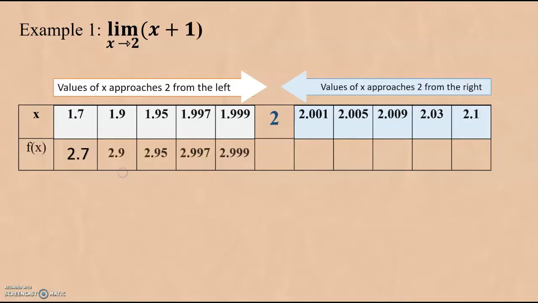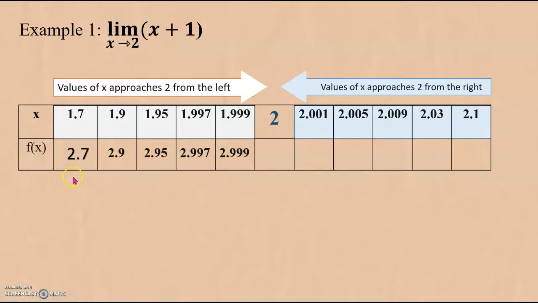Similarly, when x is 1.9, f of x is 2.9. When x is 1.95, f of x is 2.95. When x is 1.997, f of x is 2.997. And when x is 1.999, f of x is also 2.999.